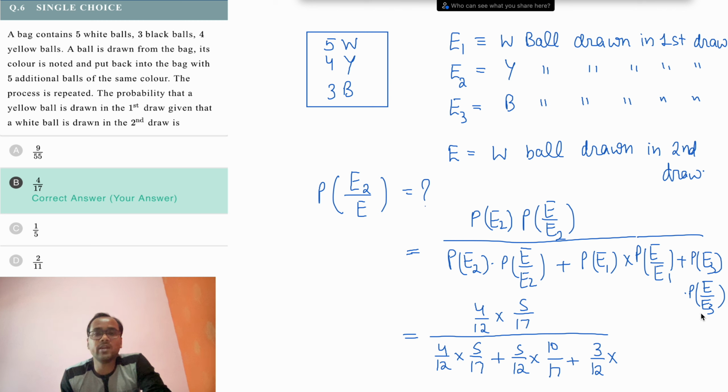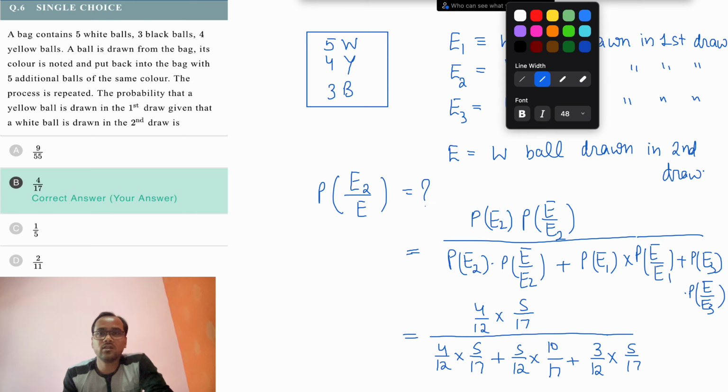Then probability of E by E3 means the probability of a white ball in the second draw, when the first draw was E3, meaning a black ball. So the white balls will remain 5, and in total the balls will be 17. So this will be the calculation part of the question.